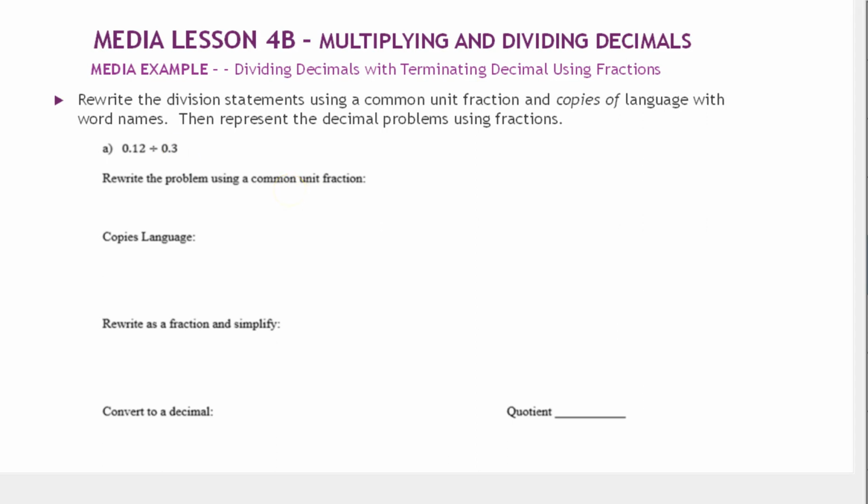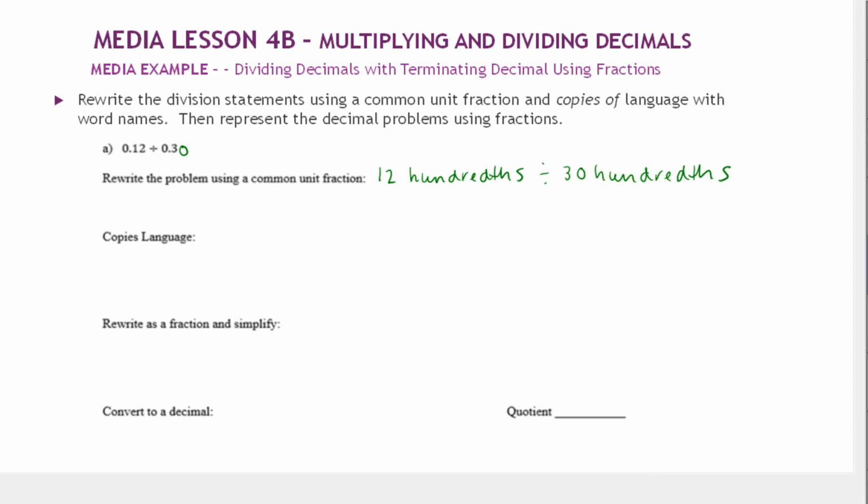So we want to start by rewriting the problem using a common unit fraction. Right now we're saying 12 hundredths in hundredths and 3/10 in tenths. So what I'm going to do is add a 0 to the 3/10. You usually have to extend to whatever the smallest decimal place is. And I'm going to rewrite it like this. So this is 12 hundredths divided by 30 hundredths. Okay, so now they have a common unit fraction.